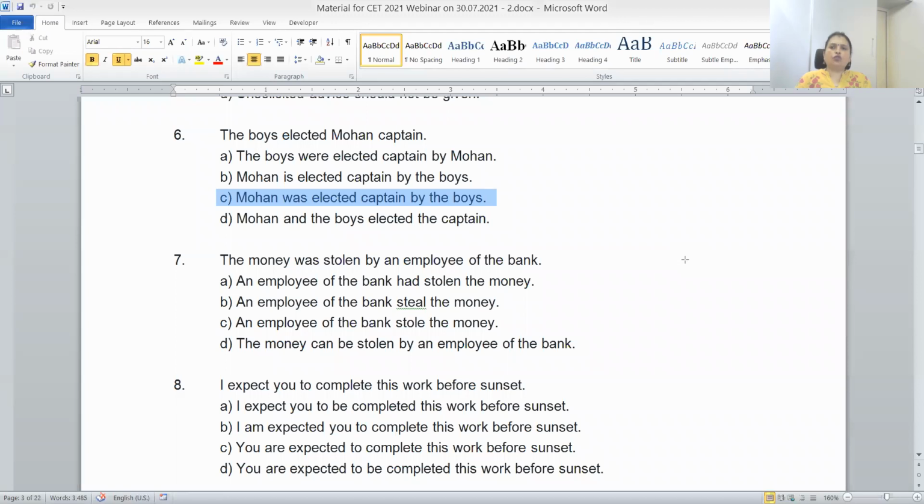The money was stolen by an employee of the bank. Yes, option C, children. Option C is right. An employee of the bank stole the money. Option C is your right answer.